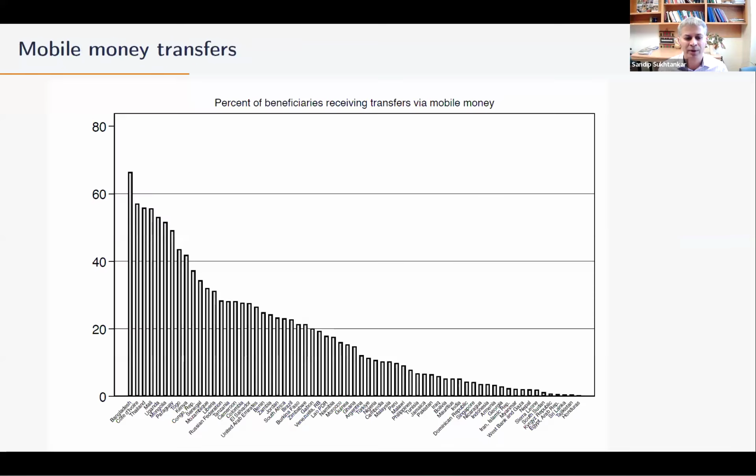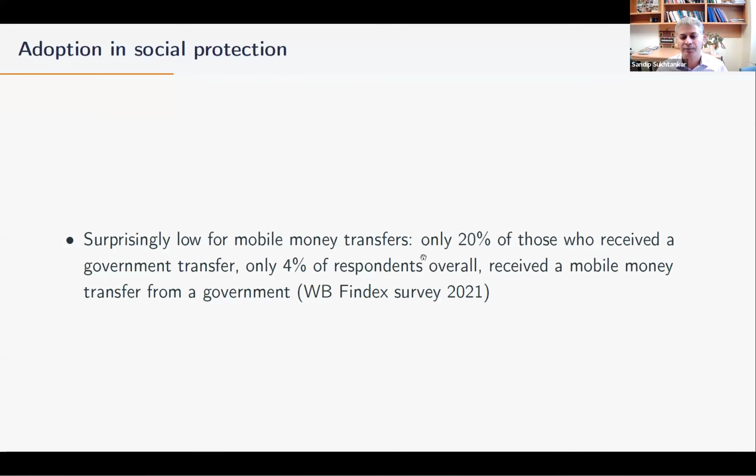But if you look across the world, it's very surprising that even in a place like Kenya, only half or less than half of government beneficiaries who say that they are receiving benefits are receiving those transfers via mobile money. And the average comes out to be more like 20%. And again, these are people who are receiving benefits anyway. So overall, only 4% of respondents received a mobile money transfer from a government.